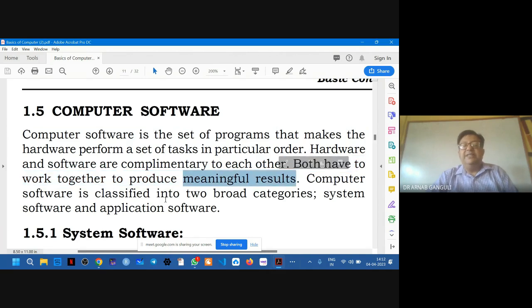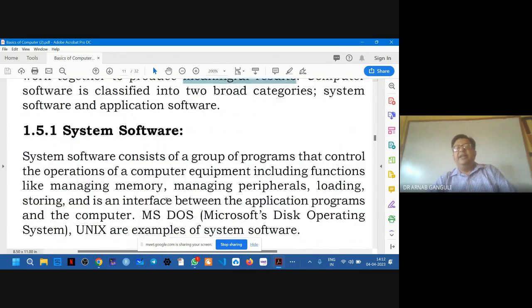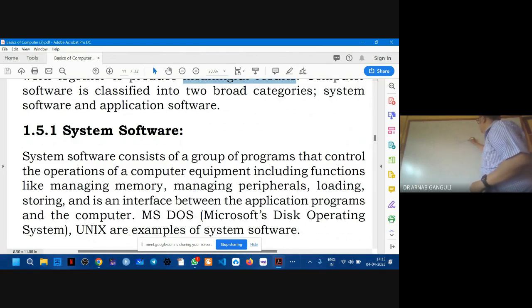So basically, computer software can be classified into, first one is system software. System software. The next one is application software.